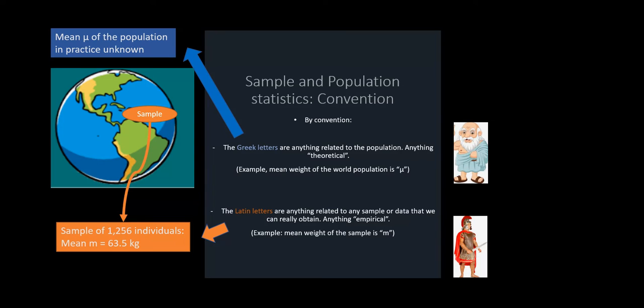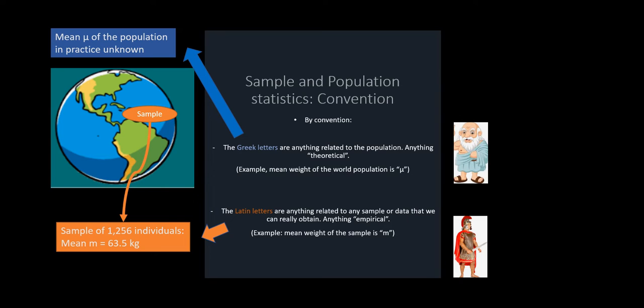So the question at the beginning is, what is the weight of the human population? But if you want to analyze it statistically, unfortunately, you will need to find what we call the hypothesized value, a theoretical value that you want to know if the mean of the population is close to or not. And for this, you will need to pick up a sample from the population. So a sample of 1,256 individuals, for example. You compute the mean m equal to 63.5 kilograms, and then you compare with the hypothesized mean of the population.